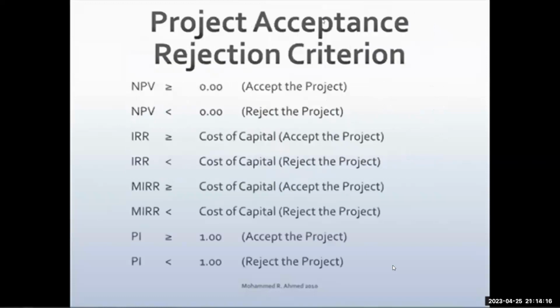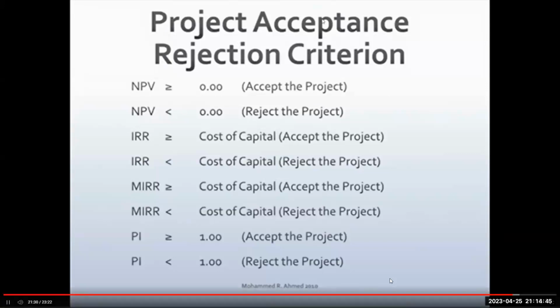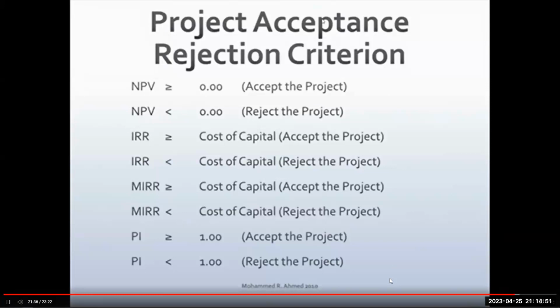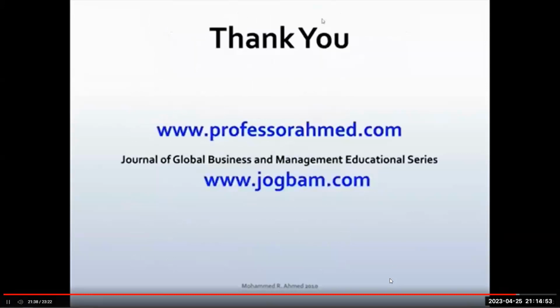Project acceptance or rejection criteria. If net present value is greater than or equal to 0, the project is acceptable. If the net present value is less than 0, reject the project. If internal rate of return is greater than or equal to cost of capital, the project is acceptable. If the IRR is less than cost of capital, reject the project. If MIRR is greater than or equal to cost of capital, the project is acceptable. If MIRR is less than cost of capital, reject the project. If profitability index is greater than 1, accept the project. If profitability index is less than 1, reject the project.